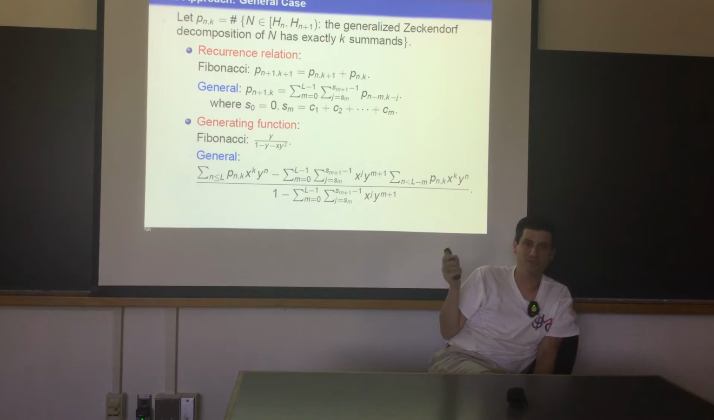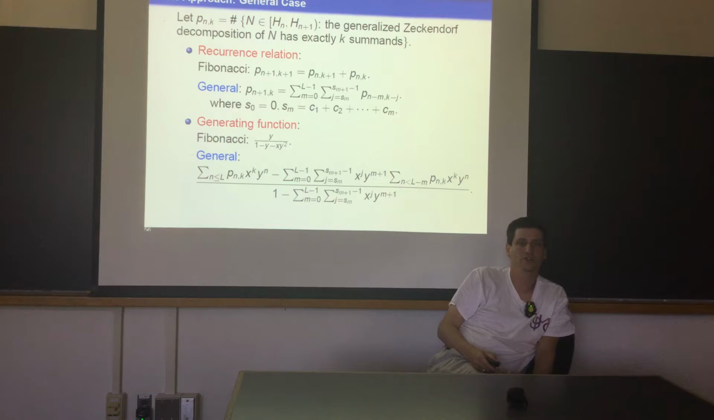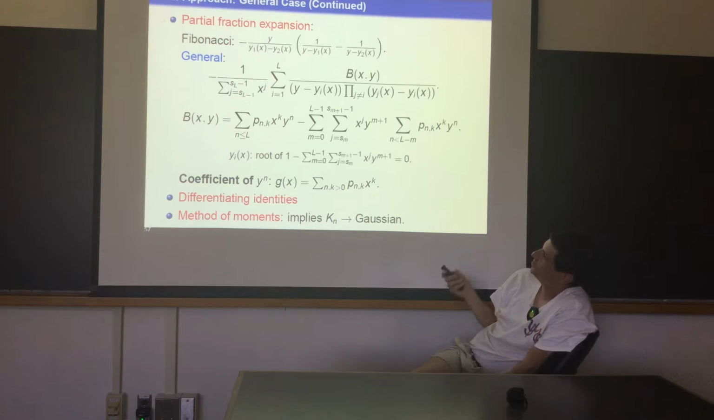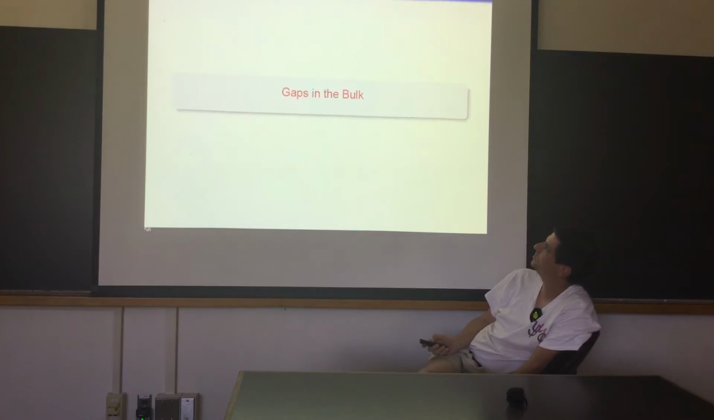This was the first paper in the subject that really cracked this open. It appeared in one of the top journals. It was great, but it was horrible getting through all of this stuff on polynomials. Partial fraction expansion, Fibonacci's not so bad. Here's the general case, significantly more involved. But it's still the same idea, differentiating identities, method of moments.